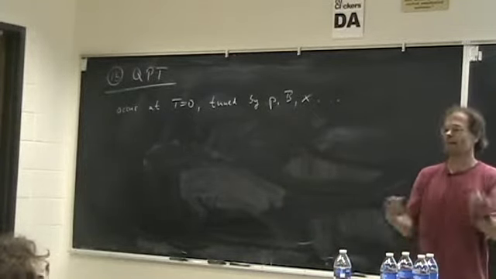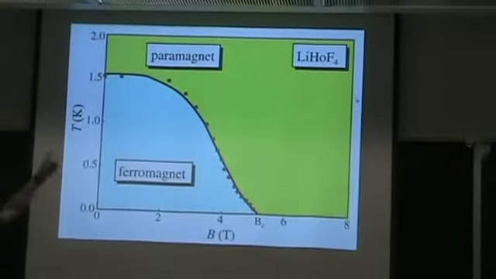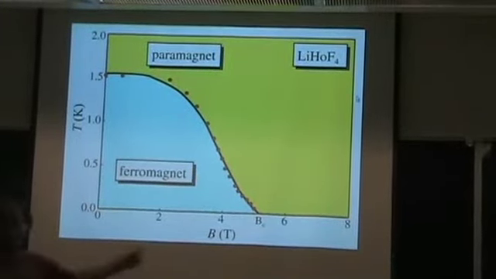Right? Iron is a very robust magnet. It's very hard to destroy the magnetism. This is a much weaker magnet, right? You don't need much thermal fluctuation to destroy it. Therefore, you can actually do something to it by applying a magnetic field.